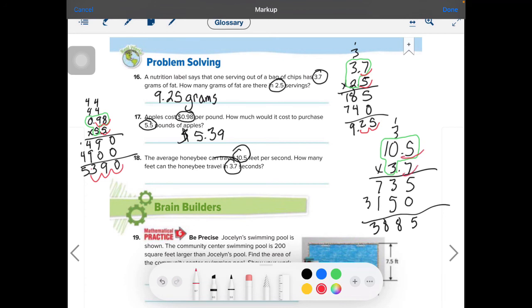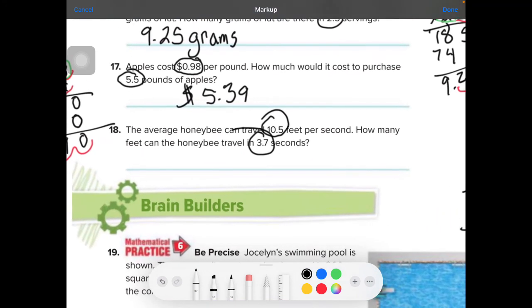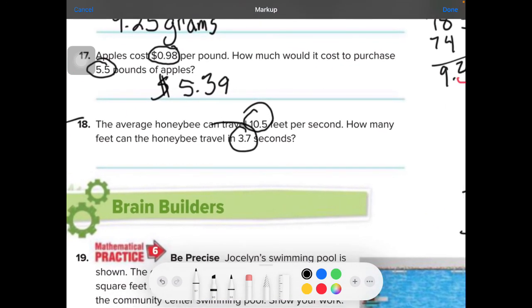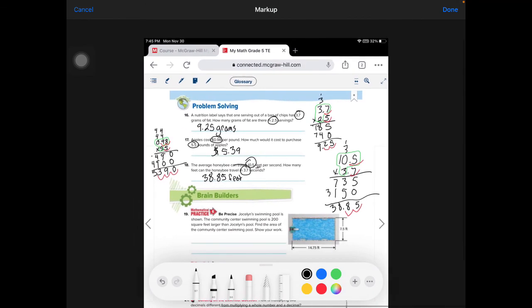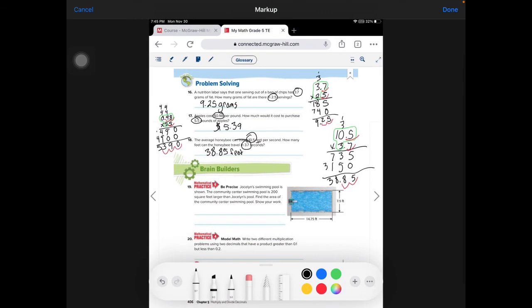Let's count the place value positions. We have 1, 2, 1, 2. So the average honeybee can travel 38.85, and we are measuring feet. Oof. Okay, now remember, we're only going to 18 on this lesson. So there you go. Make sure you show your work on the sides and raise your hand and have me come check your work out before you go to your homework. Thank you.